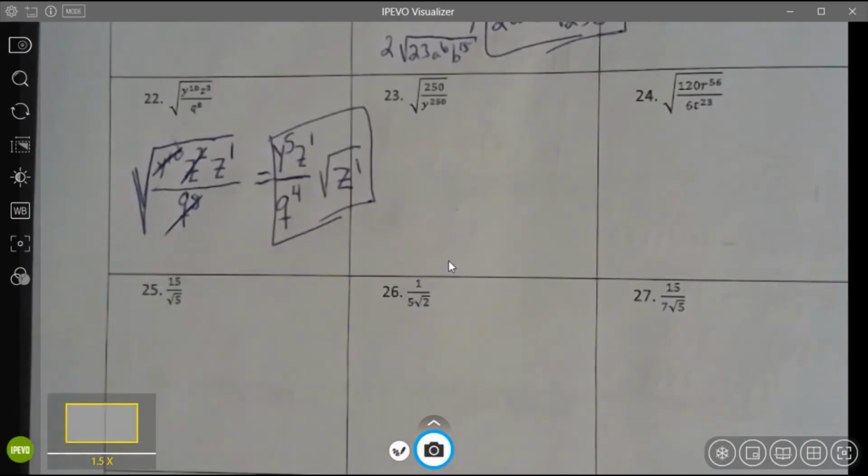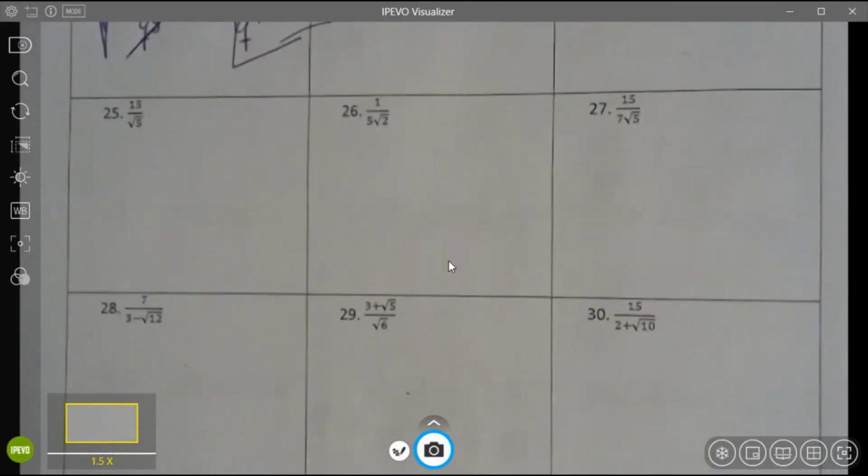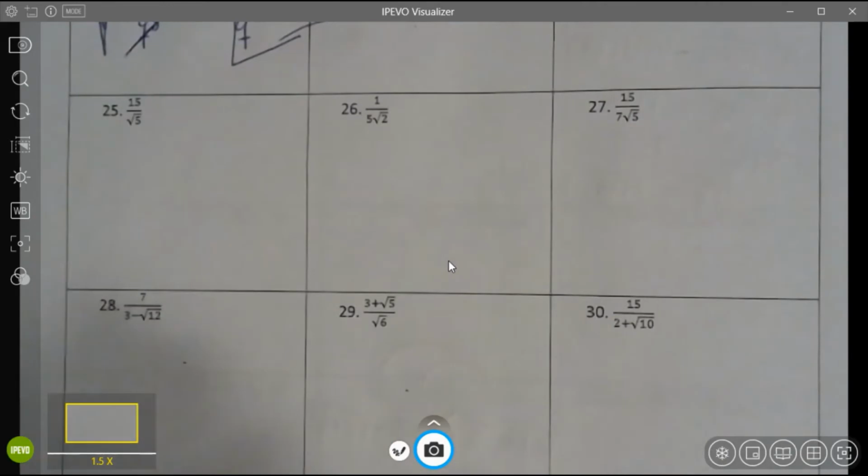25 through 30 want you to rationalize the denominators, so we have to get rid of the square roots that are down there. Let me go ahead and do one of these with you. Let's do 26.